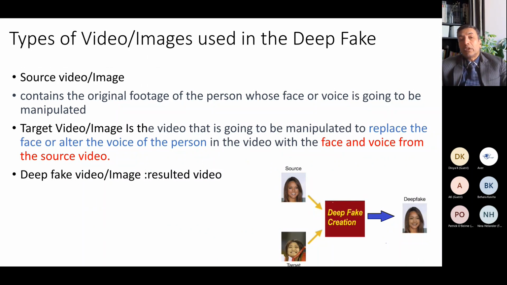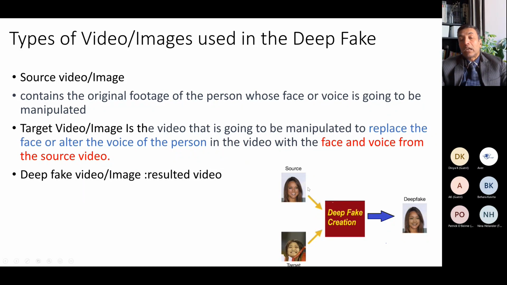In order to create a deepfake video, what you need is two main videos. One we call the source video, or a source image if you are making a deepfake image. The source video is basically the original footage of the person whose face or voice is going to be manipulated, changed or replaced. And the target video is the video that is going to be manipulated or replaced in the source video. These two videos are then fed into a deep learning algorithm, which applies some technique to create a deepfake video.